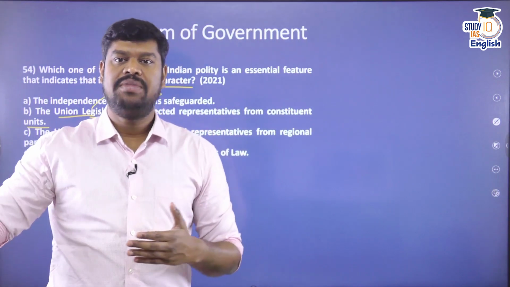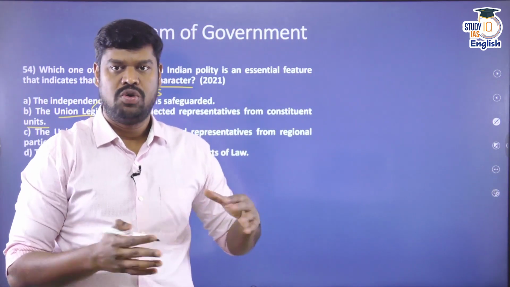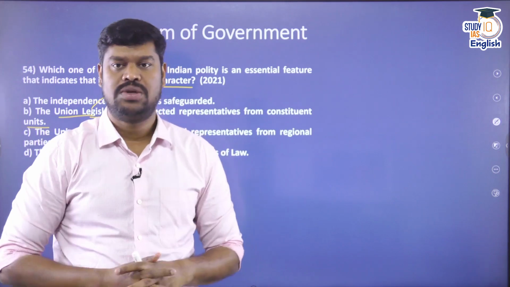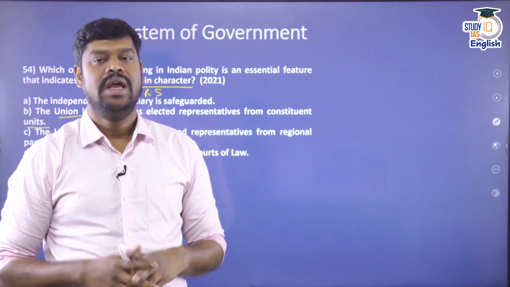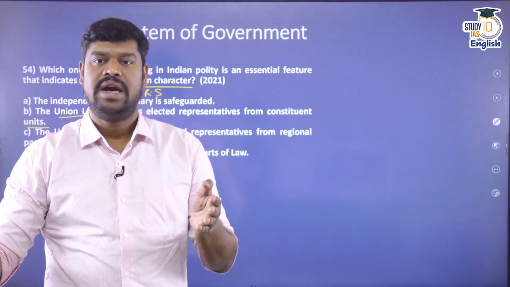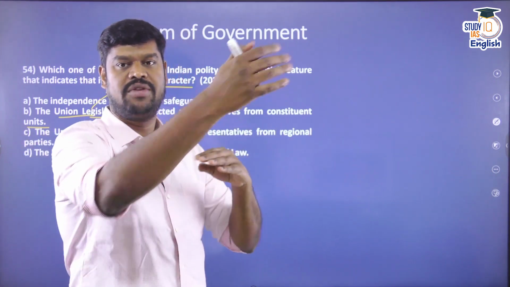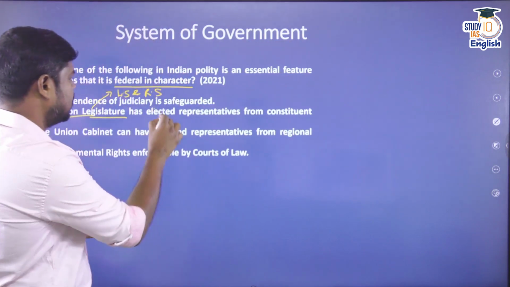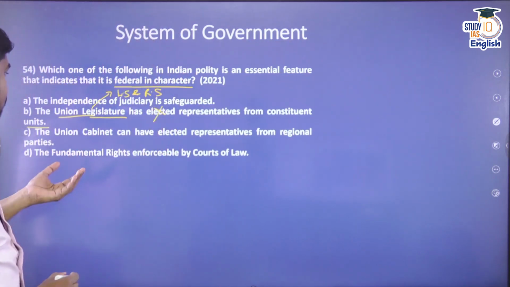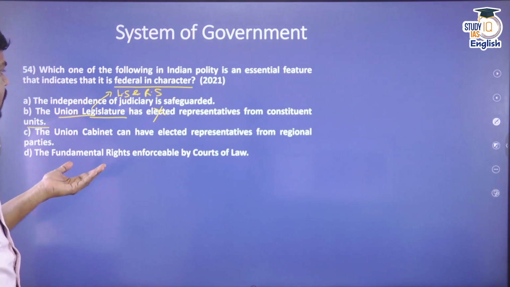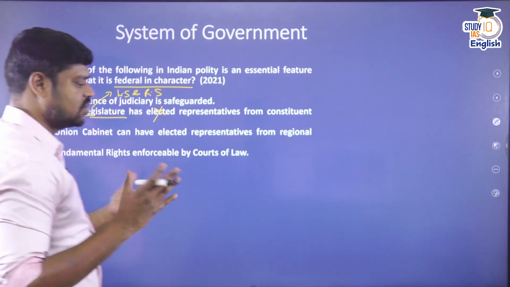But getting elected to the Rajya Sabha and the Lok Sabha, in the Lok Sabha also from the states, does not represent what is called a federal character. It only represents a democratic system where people elect their representatives and send them to the Lok Sabha, from where the government is formed. Okay. So this particular statement is not the right explanation. The union cabinet having elected representatives from the regional parties does not represent it either.